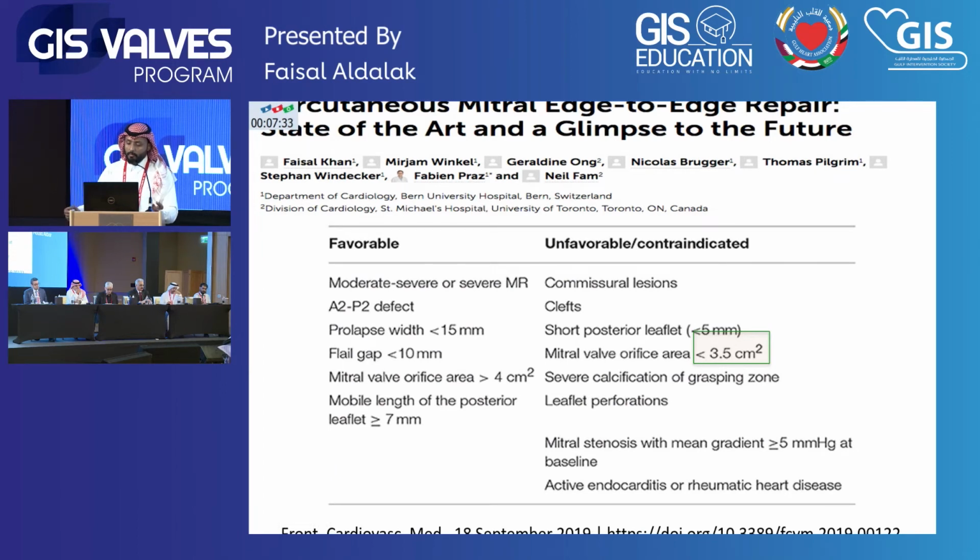This is a paper that came from Toronto in Canada. They looked at about 10 papers, and they can go down to a mitral valve area of 3.5. This is actually our practice, but the ideal patients should have these numbers, where the area is quite reasonable, more than 4. The mean gradient is quite reasonable, less than 5. And you can see the coaptation depth and gap.